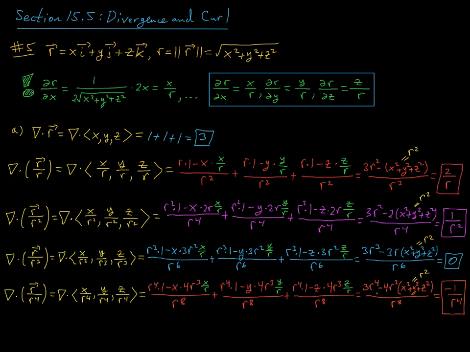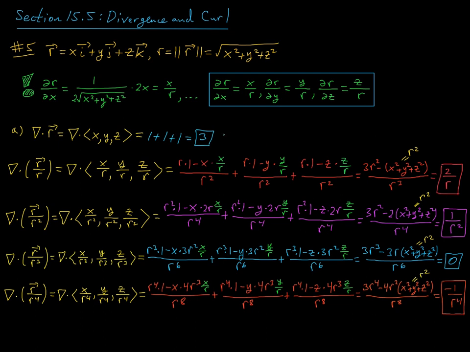All right, so then how about the fourth power? Well, pretty similar, but now you wind up getting 3r to the fourth minus 4r squared times r squared. So 3r to the fourth minus 4r to the fourth, which is minus r to the fourth, and then you're going to wind up dividing that by r to the eighth. And that simplifies to negative 1 over r to the fourth.